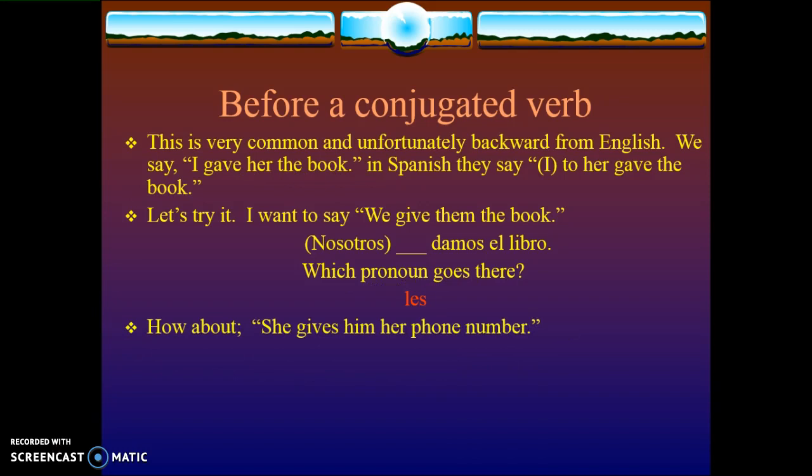All right, how about she gives him her phone number? Ooh, romantic. All right. Ella, blank, da su número de teléfono. Gives her number of telephone. So she gives her telephone number to who? To him. So him has to go before gives, why? Before a conjugated verb, before da, what is it going to be? Le, because him, the equivalent in Spanish is le. Le da. So instead of him, her, it's her, him.